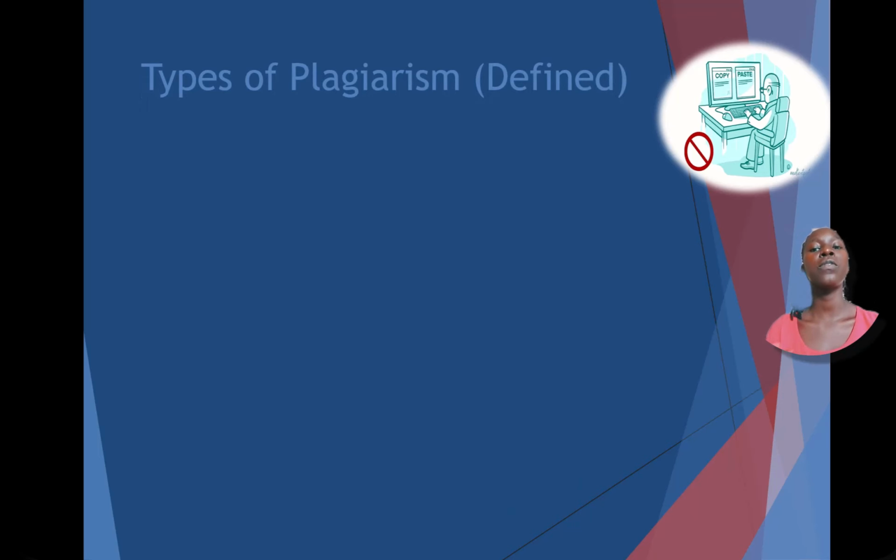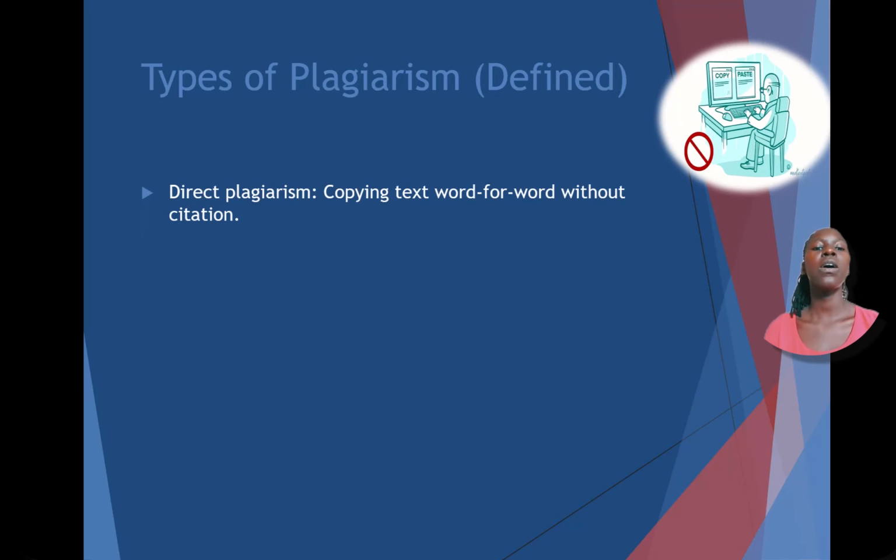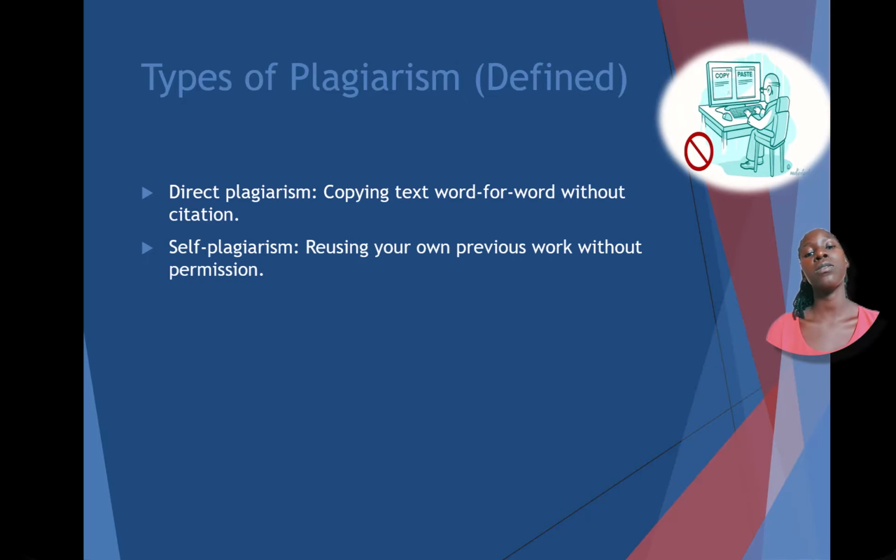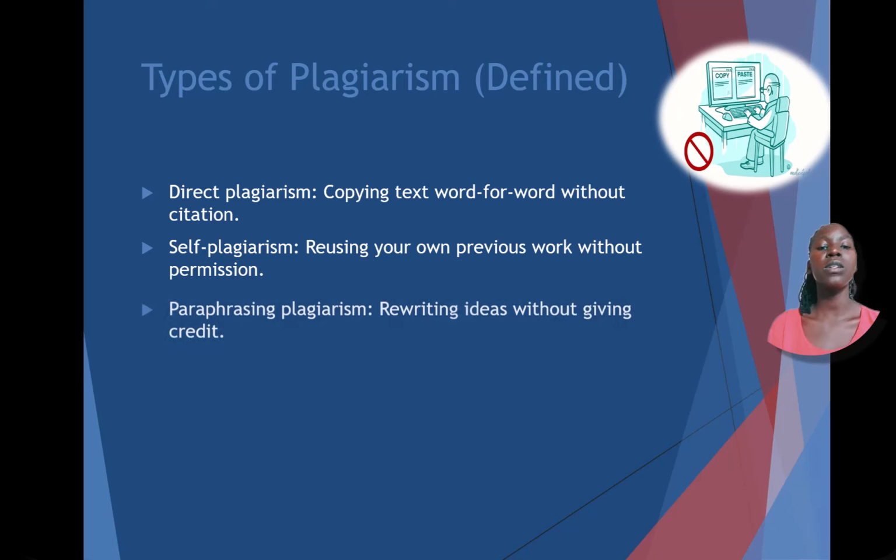So you're going to see the types of plagiarism. First of all, we have direct plagiarism. This is where you copy text word for word without citation. You go into someone's work and you copy the whole paragraph without citing it. So you're directly copying someone's work. We have self-plagiarism. You use your own previous work without permission. You've already used it somewhere, so you're not to use it again until you get permission to reuse that work. That is self-plagiarism.